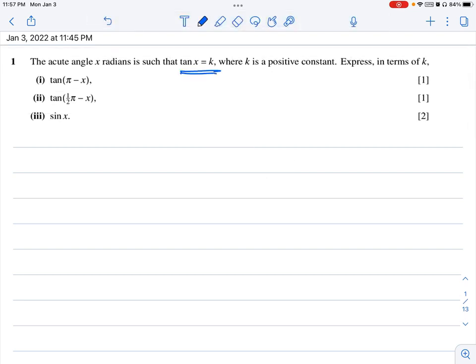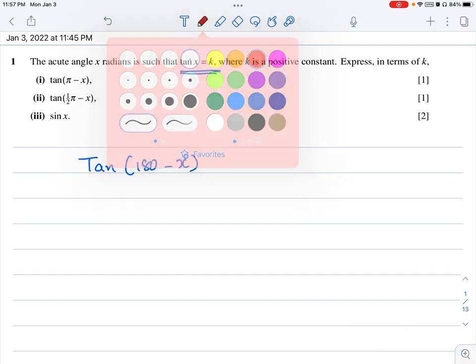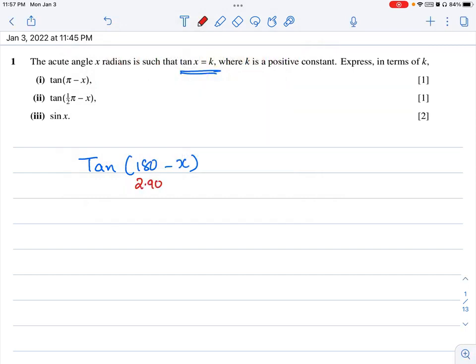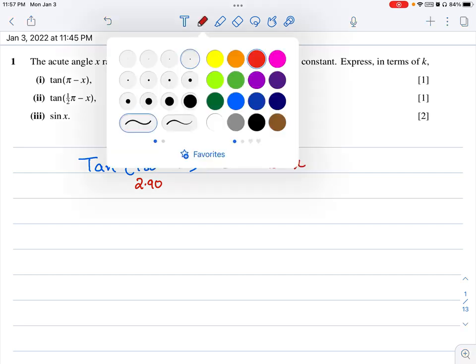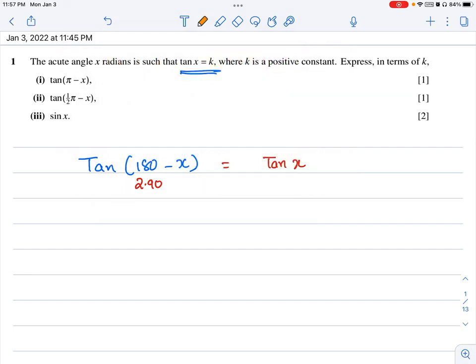Then where k is a positive constant, express in terms of k, tan(pi minus x). Tan pi means 180, so 180 minus x. This 180 can be written as 2 times 90. If this 2 is an even number, then there will be no change in the function. It is going to be tan x. So there are two things we need to remember. In the previous videos, I would have done that one.